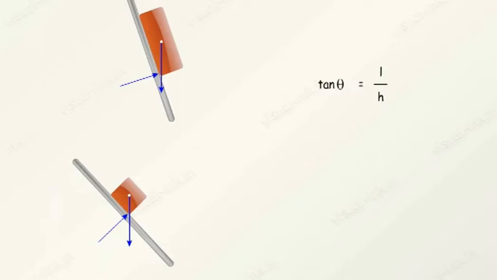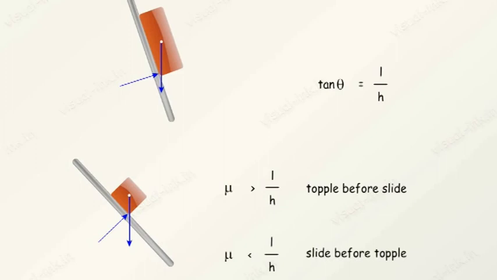Please note that here we have assumed that the block does not slide before it topples. That is, the coefficient of friction is greater than tan theta. Since for tan theta greater than L by h, the block will topple, therefore we can say that if the coefficient of friction is greater than L by h, then the block will topple before it slides. And if the coefficient of friction is less than L by h, then the block will have the tendency to slide before it topples.